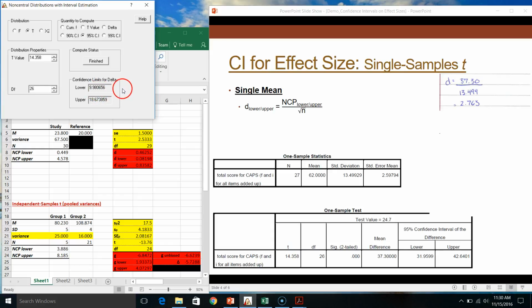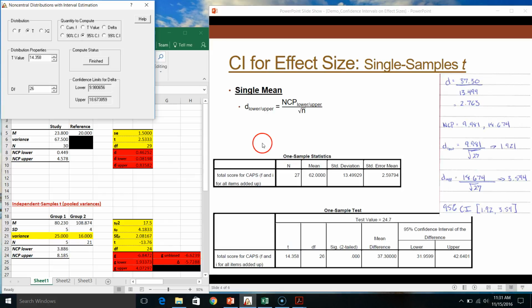The lower bound for the non-centrality is 9.981. The upper is 18.7674. And so we can make note of our non-centrality parameters, upper and lower bound. Then all we need to do to get a confidence interval around this point estimate of effect is plug these into our equation here. So we've got the lower bound, 9.981, divided by the square root of our sample size, 27, which gives us a lower limit of 1.921. Then we take the upper limit, 18.674, divided by the square root of 27, which gives us an upper bound for our estimate of effect of 3.59.